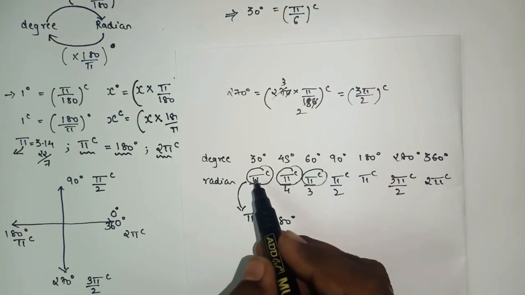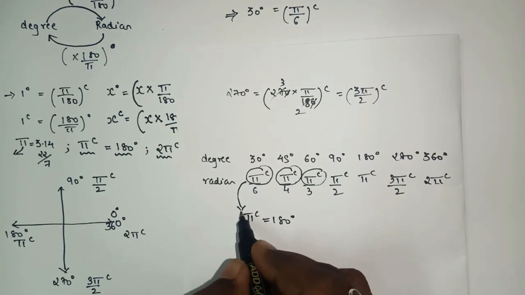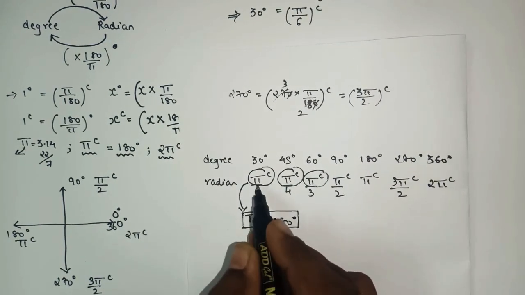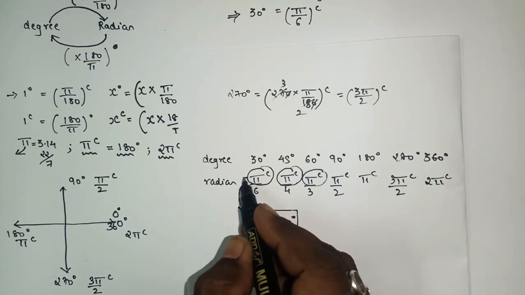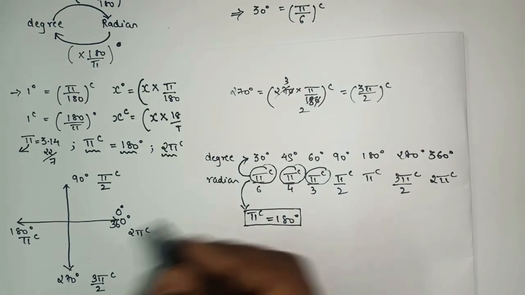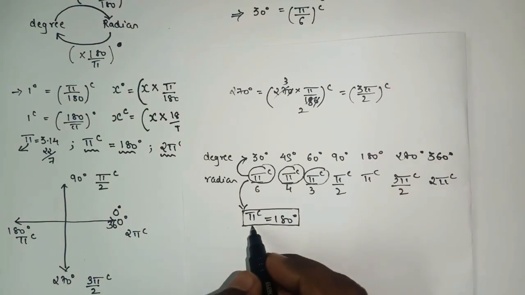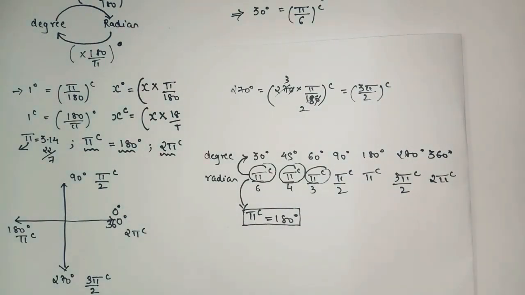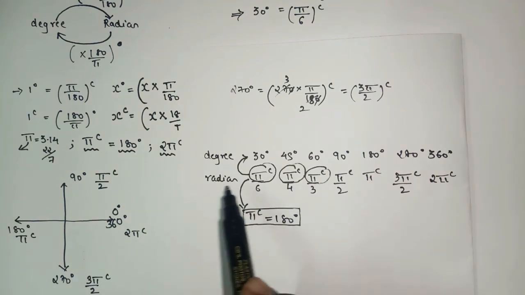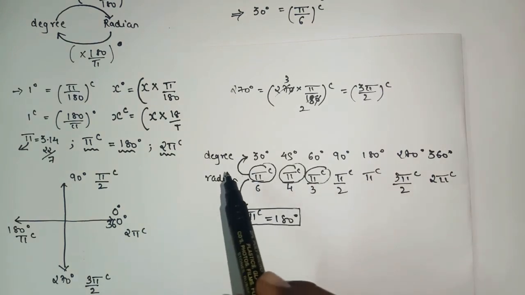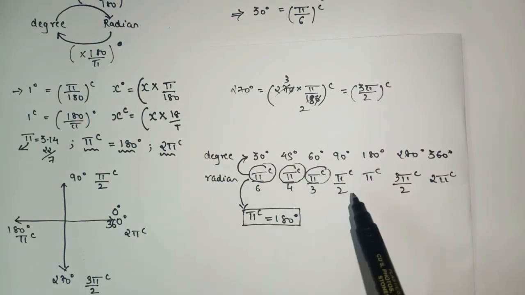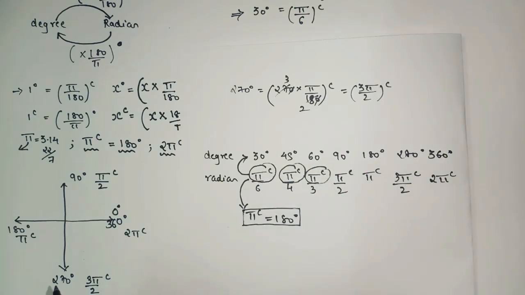Okay, so here pi c actually it is what? 180. Simply if you replace this pi c by 180, you will get the answer in degree. Got the point? Yes or no? So there is huge difference between this pi c and this pi. So at least you must know the answer of radian for this particular degree.